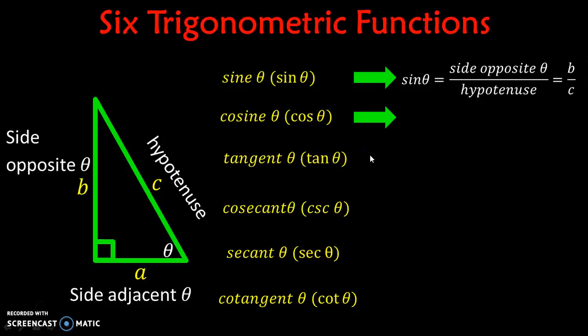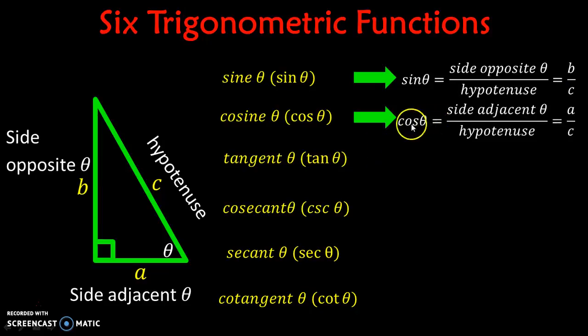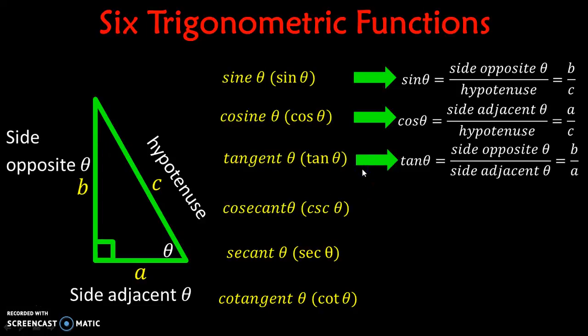The second one is the cosine function. Cosine theta is equal to side adjacent, A, over hypotenuse, C, so A over C. Next, the tangent: opposite side, B, over adjacent side, A, so B over A. Now, we can easily get the 3 other functions because these are the reciprocal functions of the 3 functions here. The reciprocal of sine is cosecant. The reciprocal of cosine is secant. The reciprocal of tangent is cotangent.